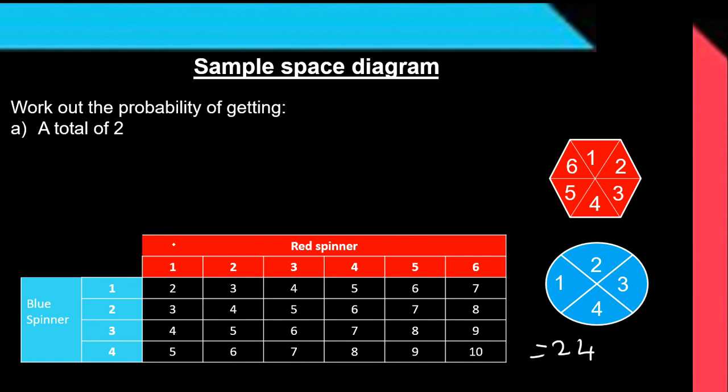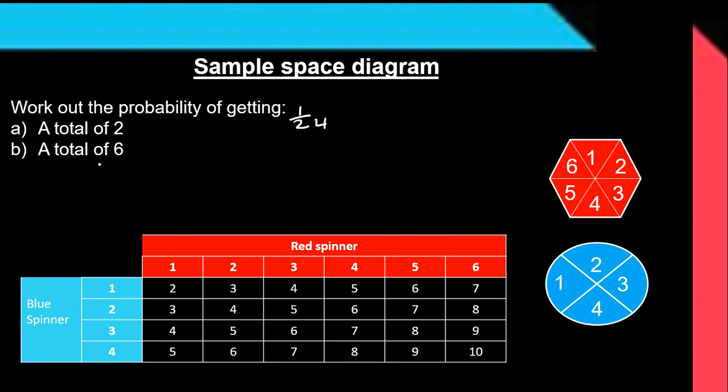So the probability of getting a 2, we can see here, there's only 1 2 in the diagram. So the probability of getting a 2 is going to be 1 out of 24. So it's very, very low. It's a very slim chance, but there's still a possibility. What about the next question?